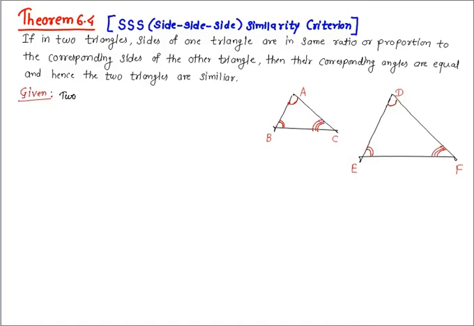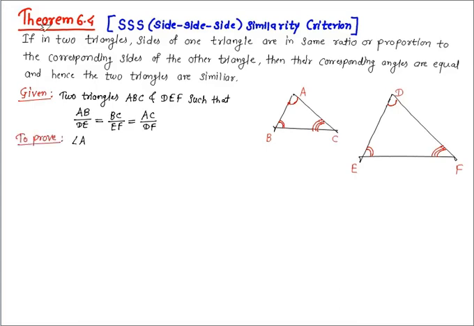Two triangles ABC and DEF such that AB by DE is equal to BC by EF is equal to AC by DF. And what is to prove? Angle A is equal to angle D, angle B is equal to angle E, angle C is equal to angle F, so that triangle ABC will be similar to triangle DEF. So this we have to prove.